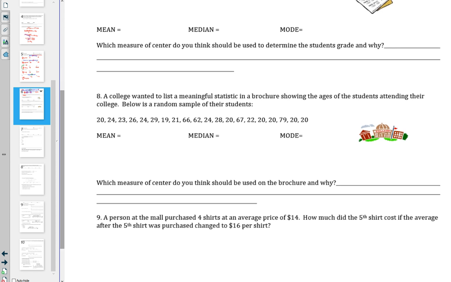A college wanted to list a meaningful statistic in a brochure showing the ages of students attending their college. Below is a random sample of their students. What measure of center should be used in the brochure and why?